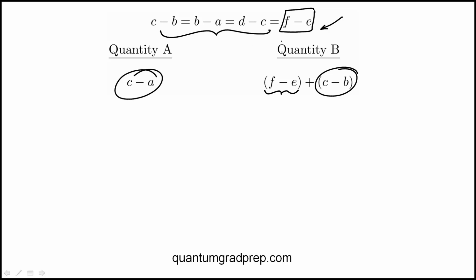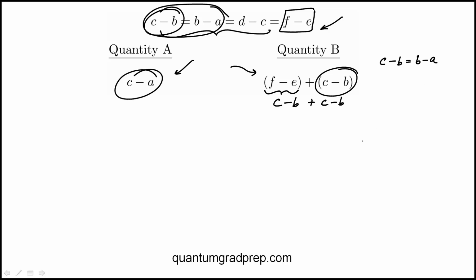So what most people are probably going to do is to say F minus E is the same as C minus B. And the logic for that is you're trying to reduce the number of variables that are involved in this comparison and then relate these variables to what's given here. So for example, that additional equation we have is C minus B is B minus A.